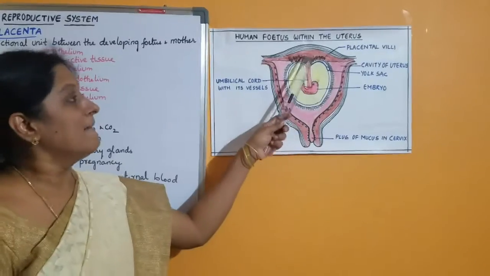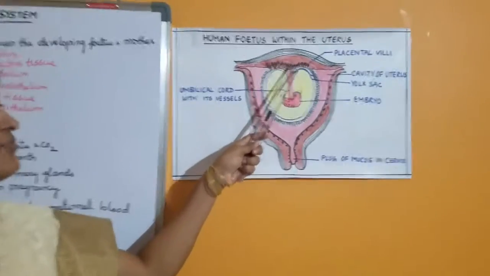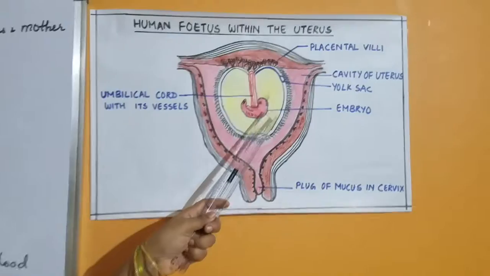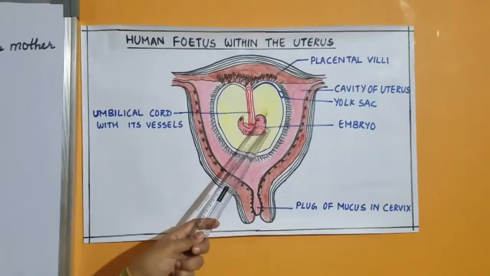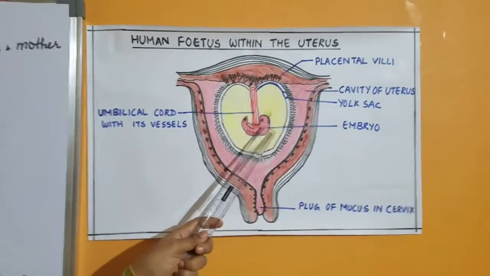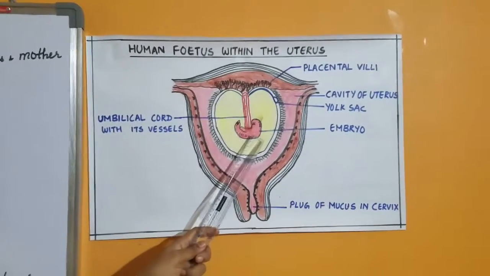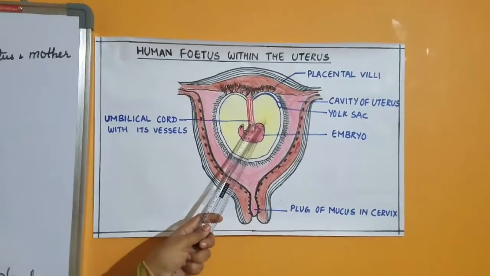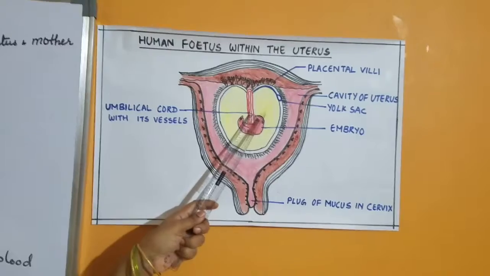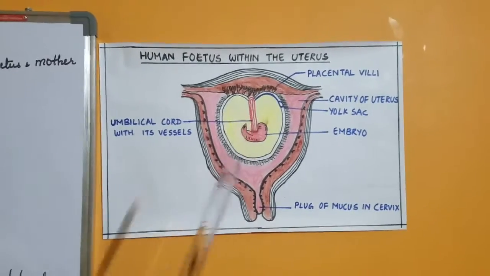Functions of placenta. Placenta facilitates the transport of oxygen and nutrients to the developing embryo and brings about the removal of carbon dioxide and excretory waste from the embryo. The placenta is connected with the embryo by means of the umbilical cord, which helps in the transport of substances to and from the embryo.